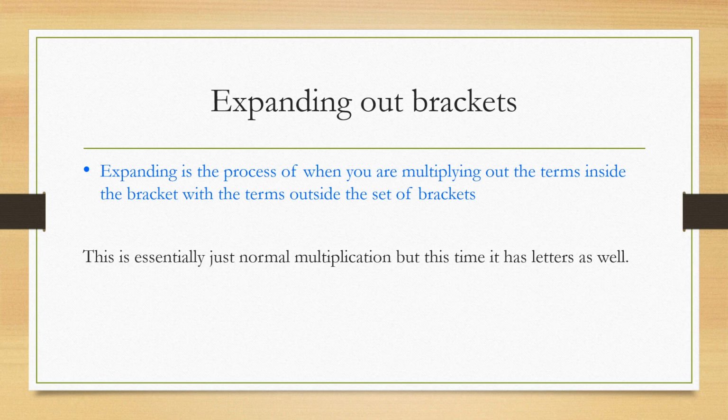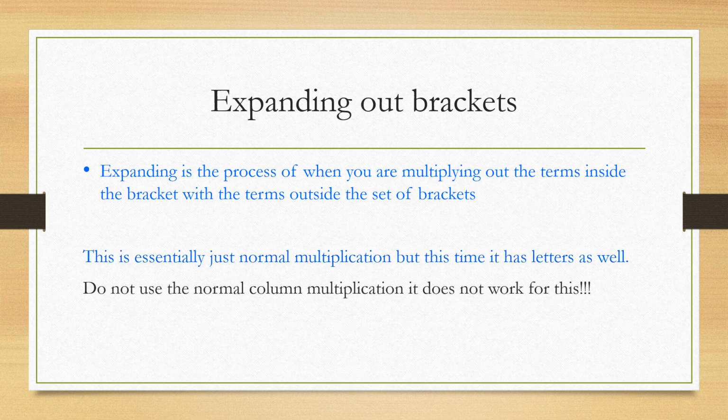So we're going to have an expression in the brackets, and we're just going to multiply it out basically. But remember, do not use the normal column multiplication method. It does not work for this because the column multiplication method only works for numbers, and it only works for numbers. It doesn't work for anything else. It works for numbers with decimal places and zeros, but it does not work with numbers which have letters with them, because that will be something completely different and you will most likely get the wrong answer.